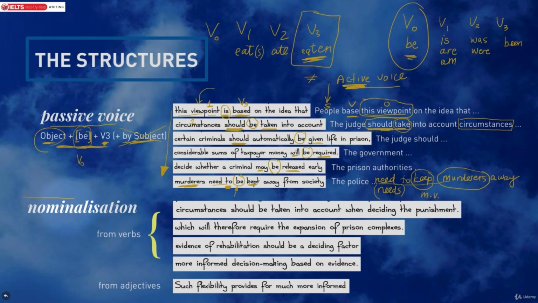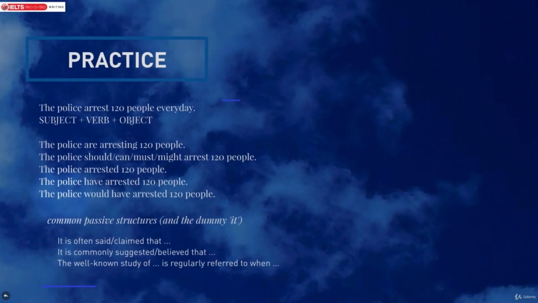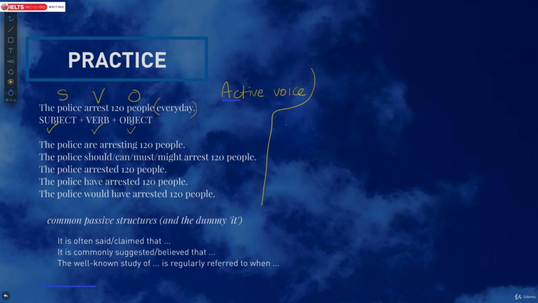Right, so the police arrest 120 people every day. This is subject, verb, object, and then every day is not part of this SVO. So there's the subject, there's the verb, there's the object. So we know that that's an active voice. But now what we need to do is convert it into the passive voice here. So you should be able to do this.